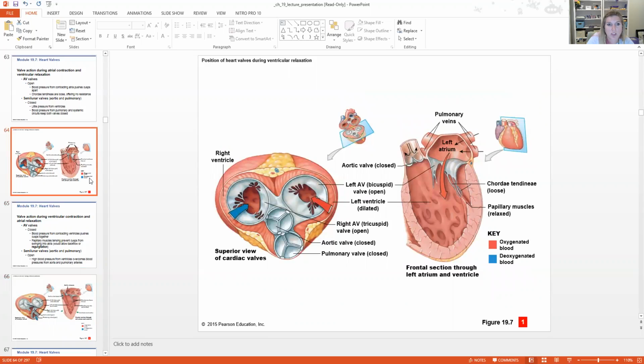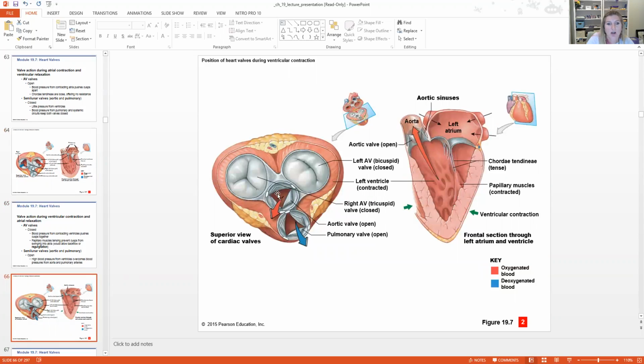This is during ventricular relaxation. Our AV valves are open, our semilunar valves are shut. During ventricular contraction, our semilunar valves are open, our AV valves are shut.